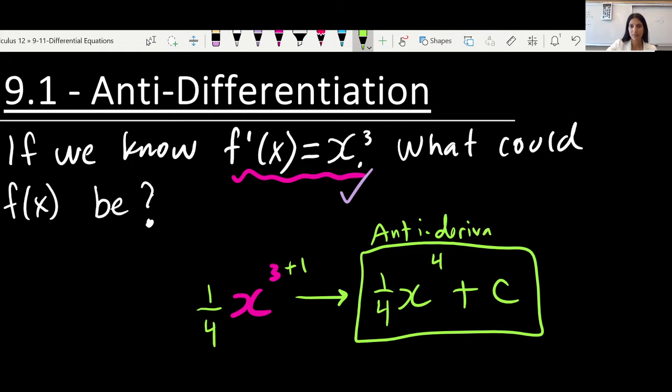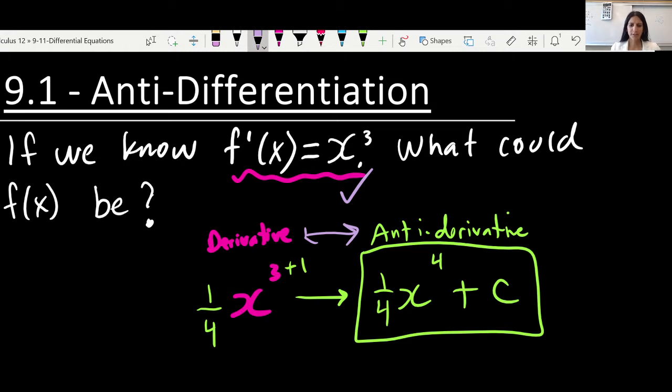So this is the antiderivative of this. I'm going to write it in pink. This was the original derivative that we started with. So again, we can go forwards and backwards between these two values in order to work our way through things.